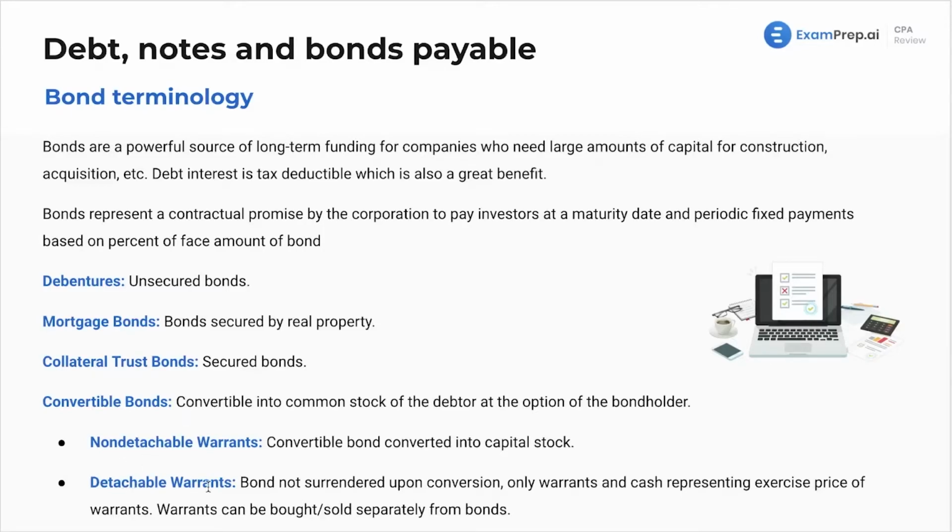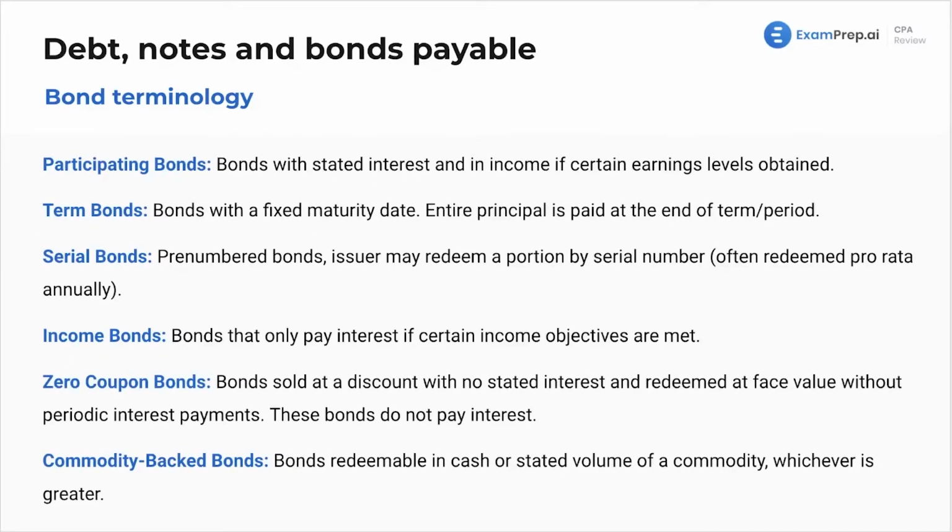Non-detachable warrants and detachable warrants. We'll see these, but basically just building on convertible bonds. Can you convert those bonds to stock? Don't want to beat those to death here. We will see these more so in our equity section. Lots of great stuff we've got going on. And take this section in strides, right? If you need to pause it, if you need to take a break, go stretch.